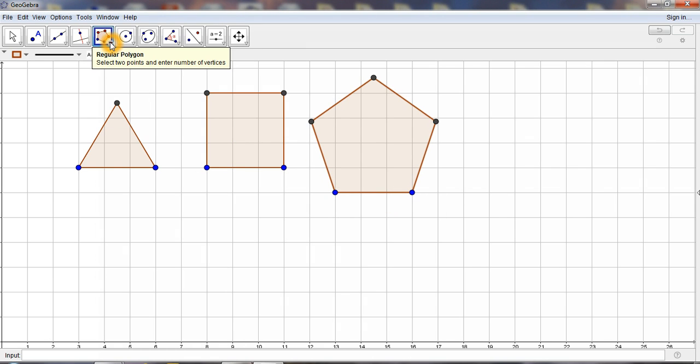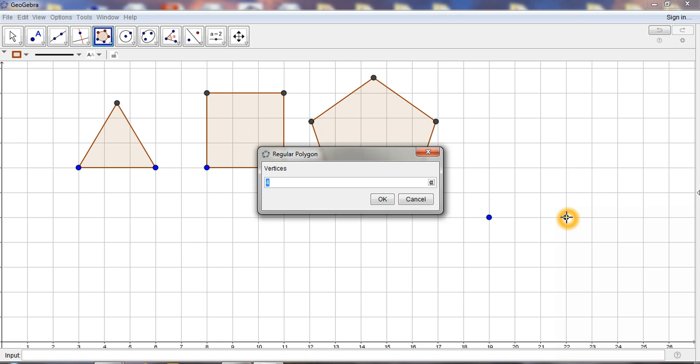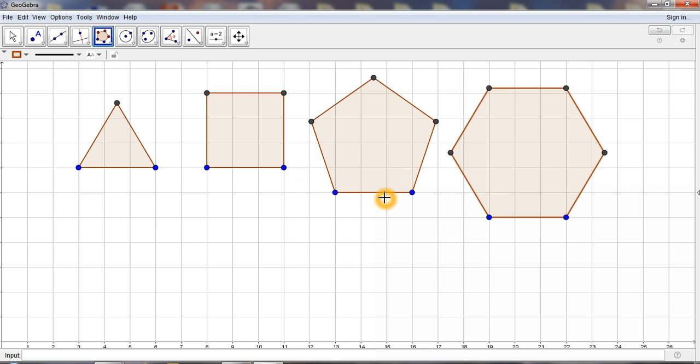We can also draw a hexagon. You can start from here up to here, and that is 6 vertices. Okay, so we have a triangle, a square, a pentagon, and a hexagon. We are going to find the sum of interior angles of these polygons.